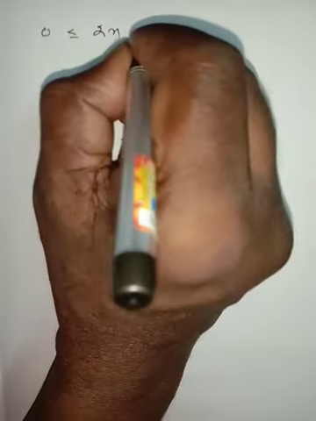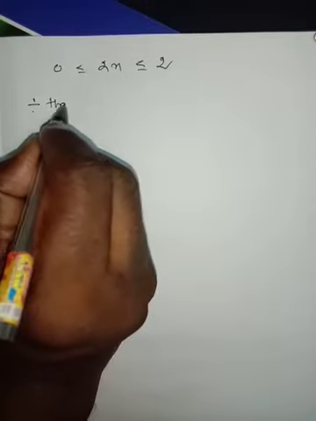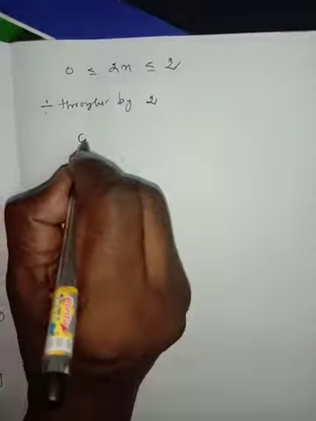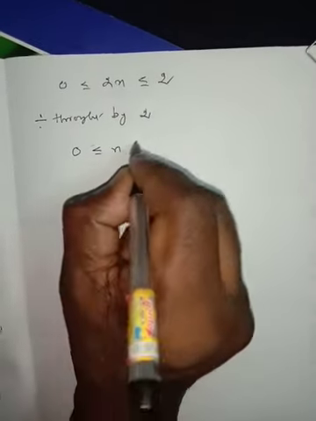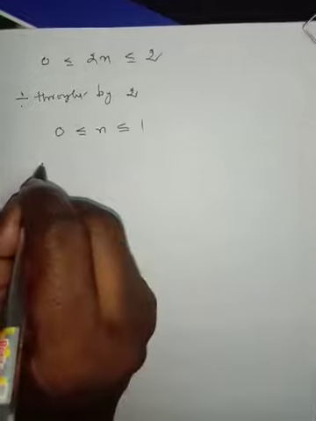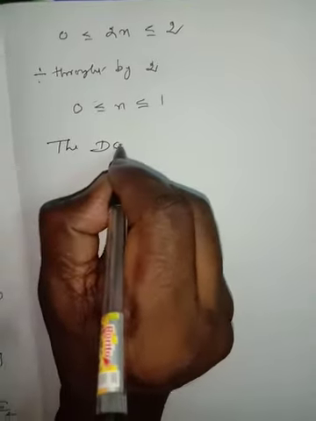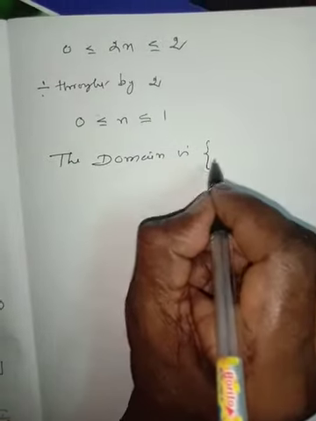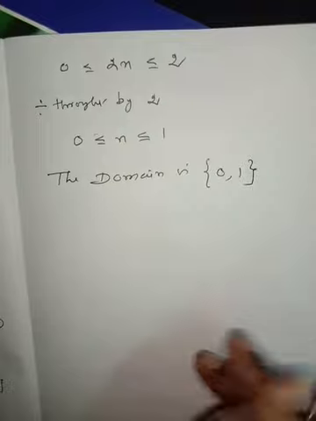Now 1 minus 1 is 0, less than or equal to 2x less than or equal to 1 plus 1 is 2. Divide through by 2. We have 0 less than or equal to x less than or equal to 1. The domain is 0 and 1. 0, 1.